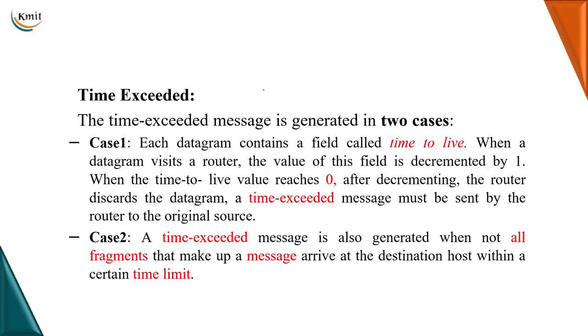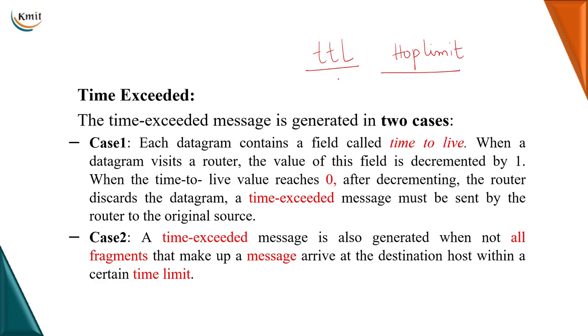Next is the time exceeded message. The time exceeded message is generated in two cases. If you remember, in the IP datagram format, I told you that we have a field called time to live, and in IPv6 we have a field called hop limit. The purpose of this field was that whenever a particular datagram visits a router or a host, the number of hops it makes is limited.